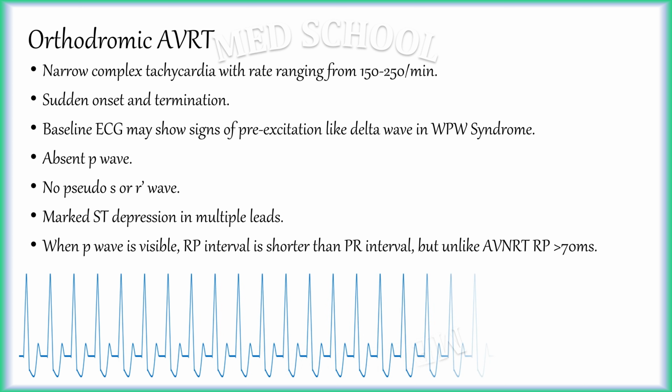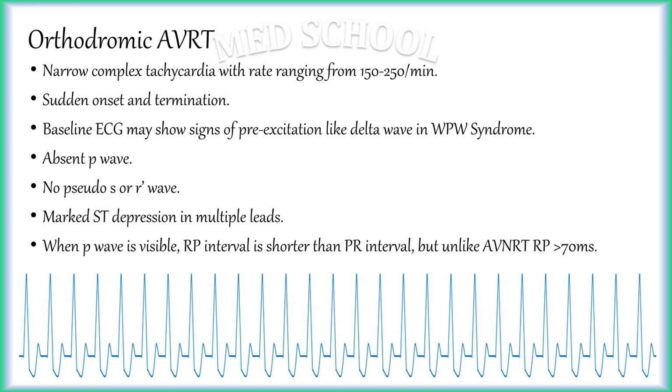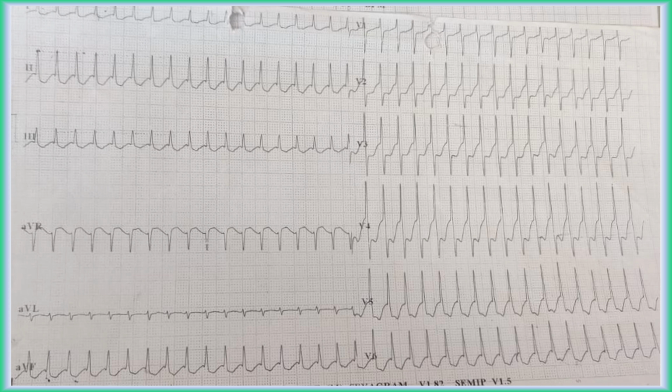Rhythm in orthodromic AVRT looks like this. In this ECG, RR interval is 8 small boxes long and constant. Hence, rhythm is regular and heart rate is 1500 divided by 8, that is 188 beats per minute. There is ST depression in multiple leads. P waves are not distinctly visible except in lead V4.